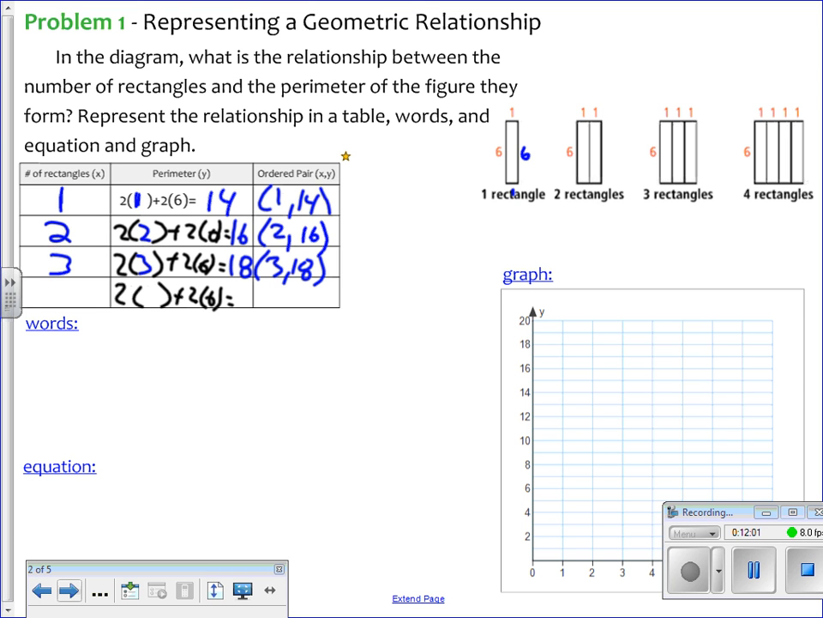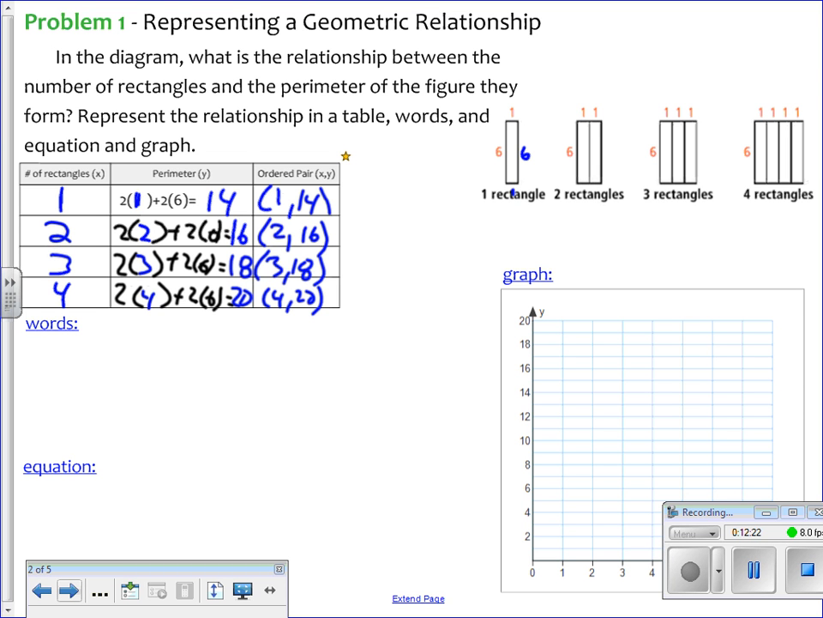Okay, so how many rectangles do I have? 4. What's my perimeter? So 12 plus 8 is 20. So my coordinate is 4 and 20.